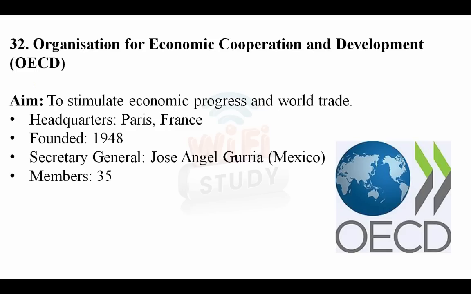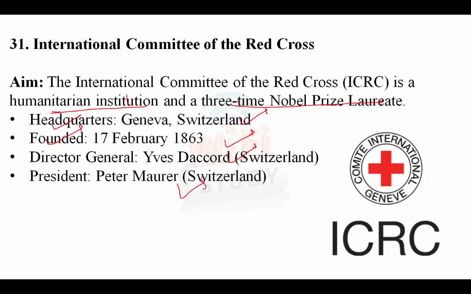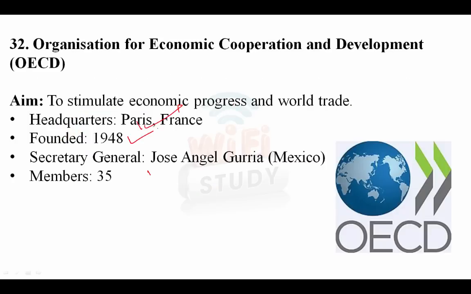Now let's see Organization for Economic Cooperation and Development, that is OECD, to stimulate economic progress and world trade. The headquarters of this organization is in Paris, and it was formed in 1948. Secretary General is Jose Angel Gurria, who is from Mexico, and the members of this organization are 35. Okay, so you need to remember its headquarters and its Secretary General, that is OECD, Organization for Economic Cooperation and Development. It stimulates economic progress and world trade.